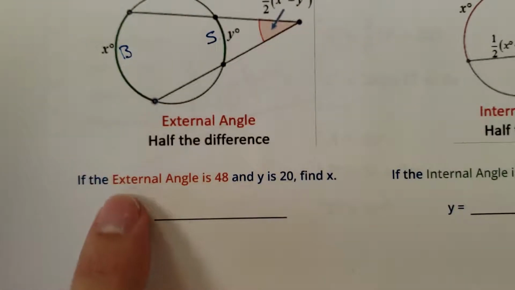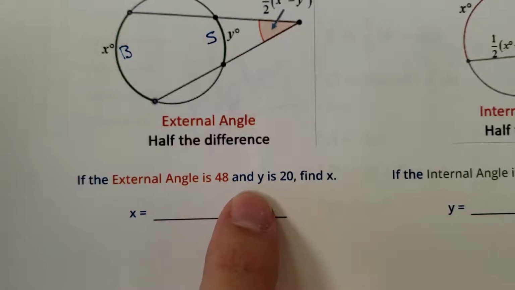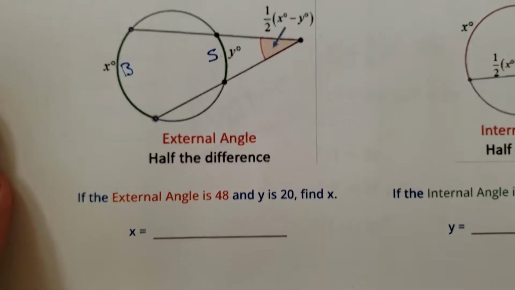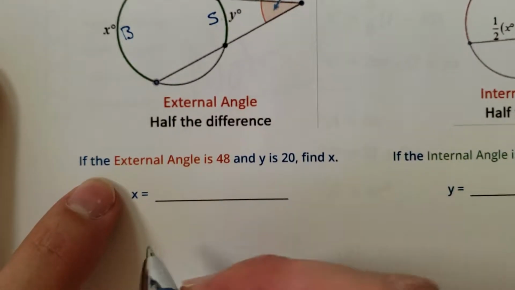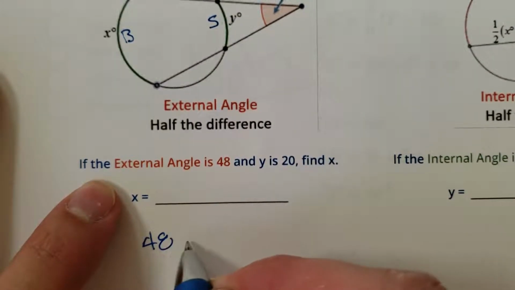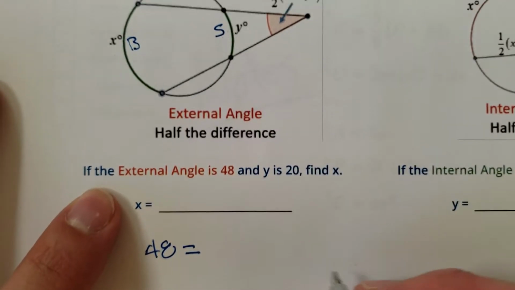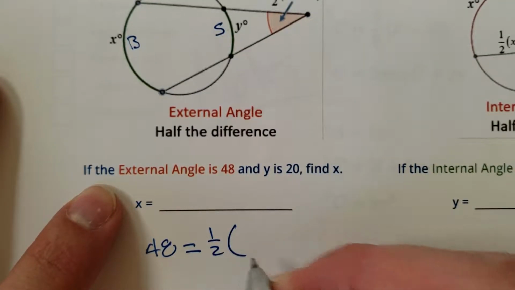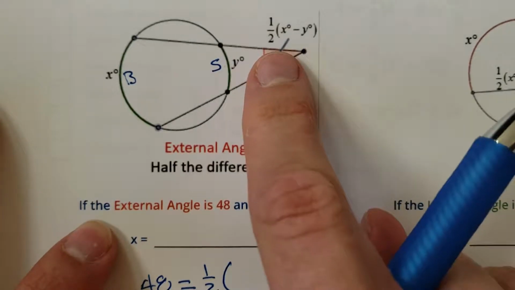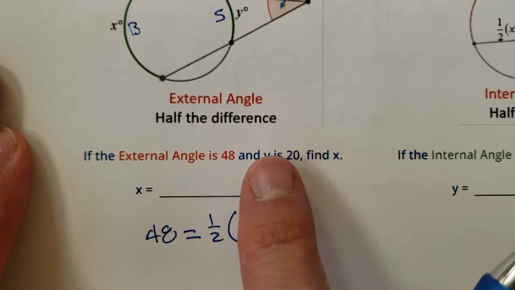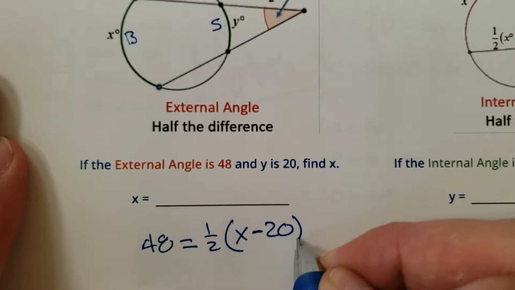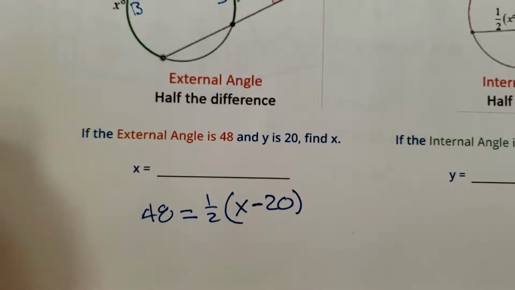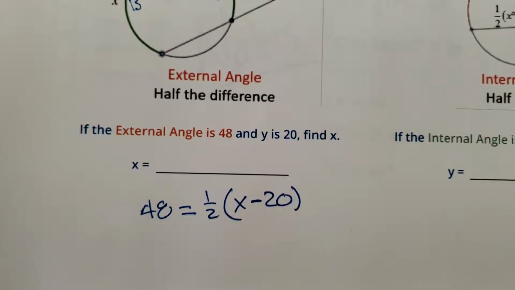Okay, here we go. If the external angle is 48 and y is 20, find x. So the external angle equals this. That means 48 is going to equal 1/2 times x minus y, and we have y, so we're going to go x minus 20. The hard part is just the rewrite. Once you rewrite it, this is stuff we've done before, so it's not that big a deal.